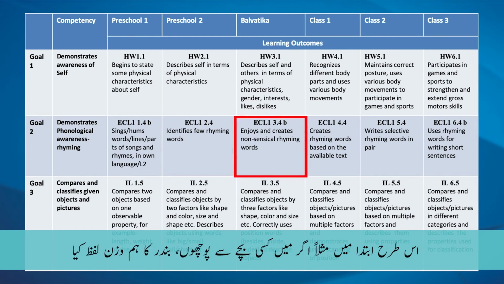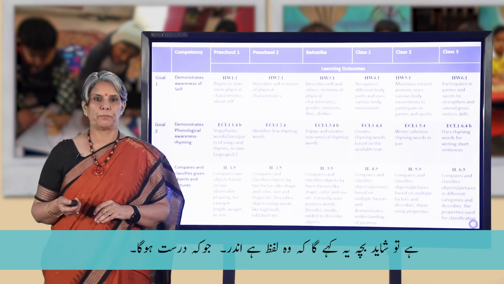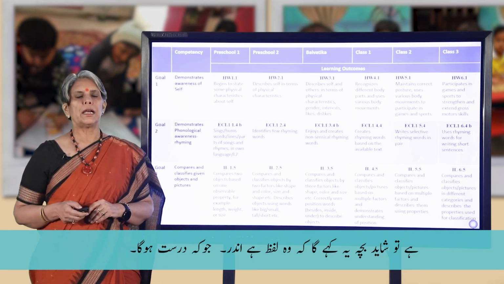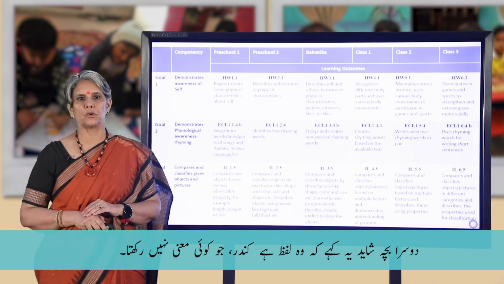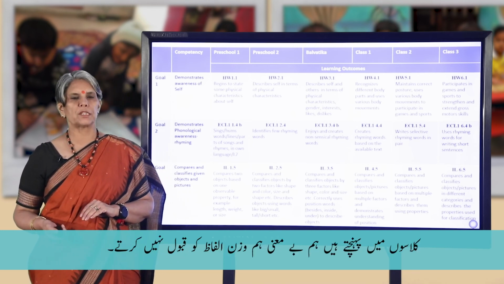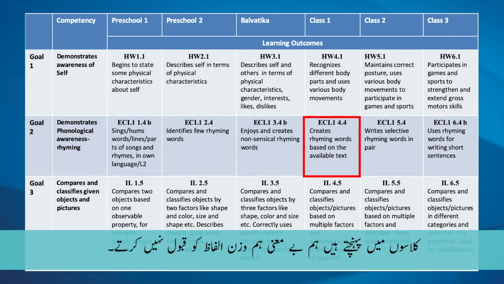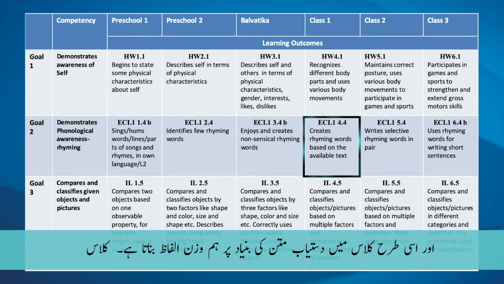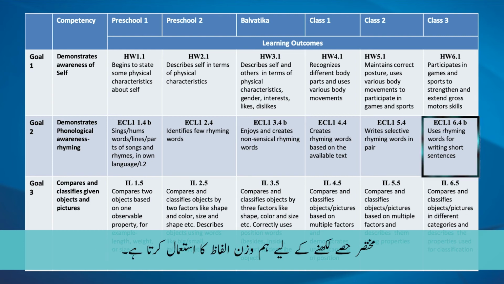So, initially, for example, if I ask a child what is a rhyming word for bandar, which means monkey, the child might say that it is andar, which is all right. Another child might say it is kandar, which has no meaning. So, initially I accept that word, but later on as we go higher in the classes, we do not accept the nonsensical rhyming words. And then similarly in class 1, it is creates rhyming words based on the available text. In class 2, writes selective rhyming words in pairs. And in class 3, uses rhyming words for writing short sentences.